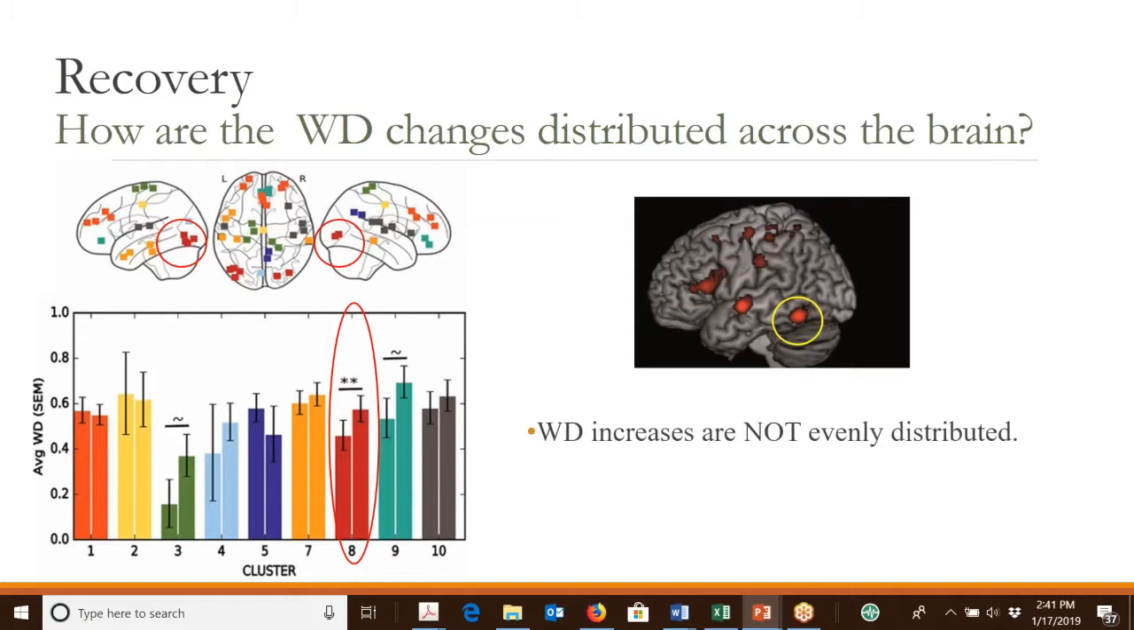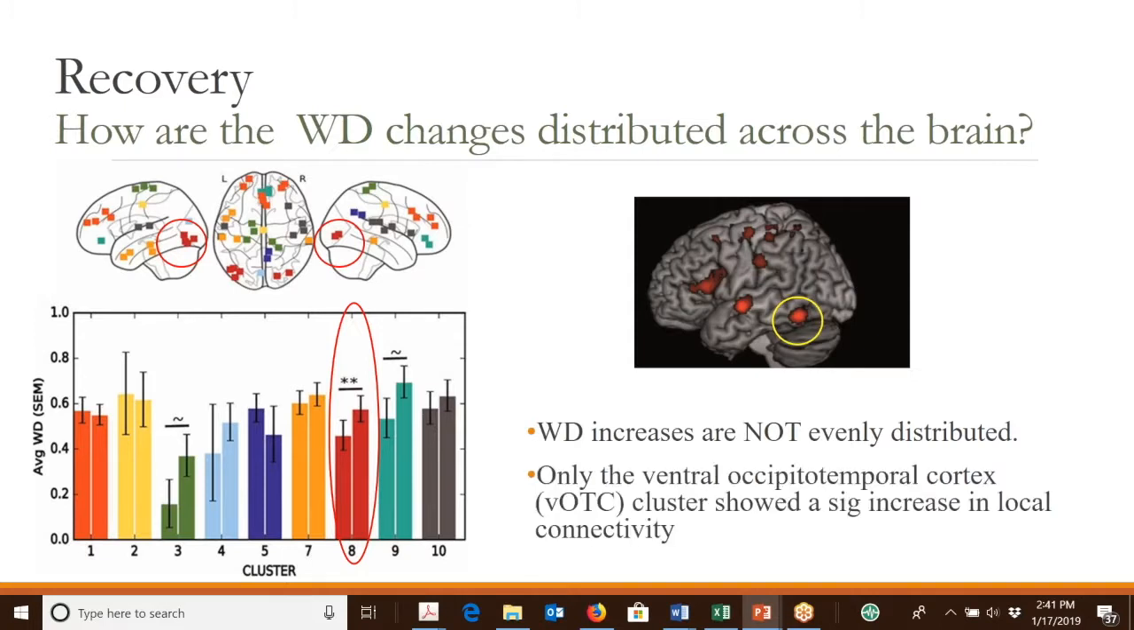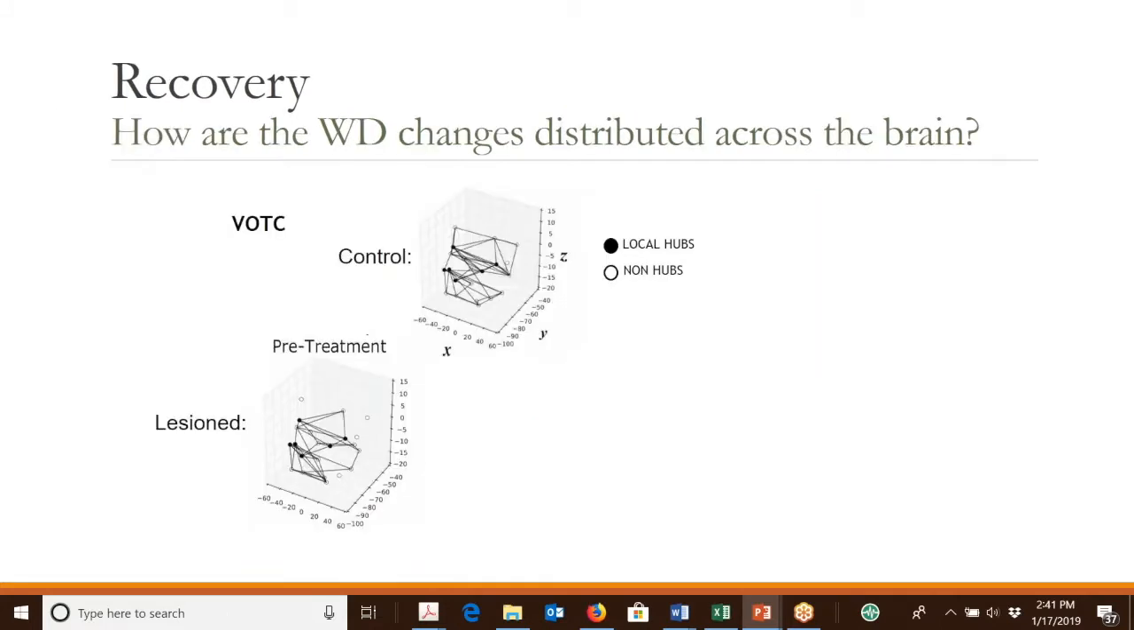So WD increases are not evenly distributed across the brain, and we're finding significant effects, at least only in ventral occipital temporal cortex. And this is just a depiction of this change within VOTC. So this is depicting the nodes that are in the VOTC cluster. The dots are the nodes in the cluster. And this is the strength of the connectivity among the nodes in this ventral occipital temporal cluster among the hubs in the control subjects. This is in the lesioned individuals prior to treatment. You can see that it's much sparser. And then you can see that after treatment, the connectivity within this cluster increases and begins to approximate the normal connectivity structure.